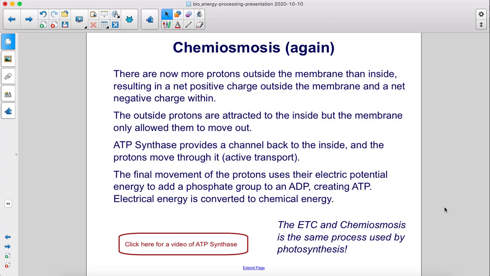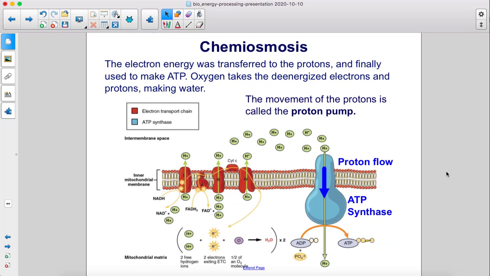The ETC and chemiosmosis are the same process used by photosynthesis. The electron energy was transferred to the protons and finally used to make ATP. Oxygen takes the de-energized electrons and protons, making water. The movement of the protons is called the proton pump.